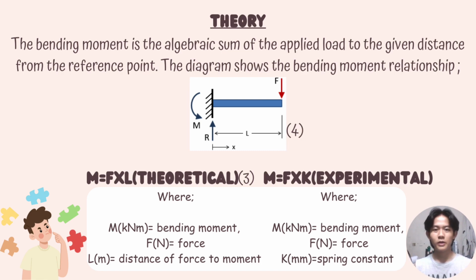Moving on to the next part, which is theory. The bending moment is the algebraic sum of the applied load to the given distance from the reference point. The diagram below shows the bending moment relationship. The first one is M equals F times L, which is theoretical, where M is the bending moment, F is the force, and L is the distance of force to moment.